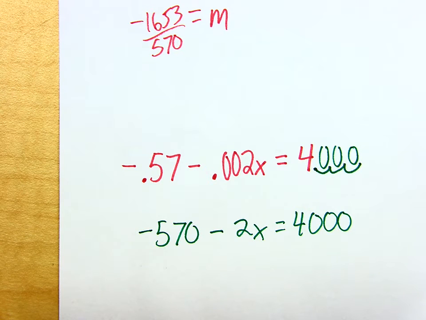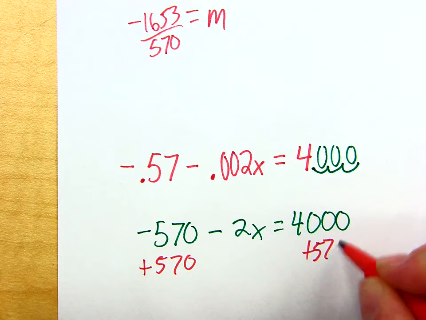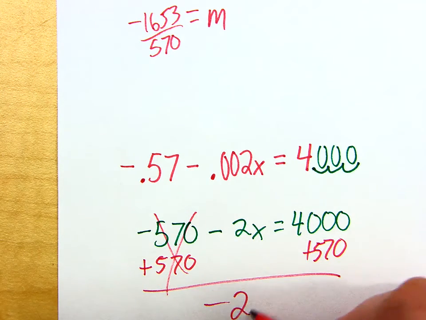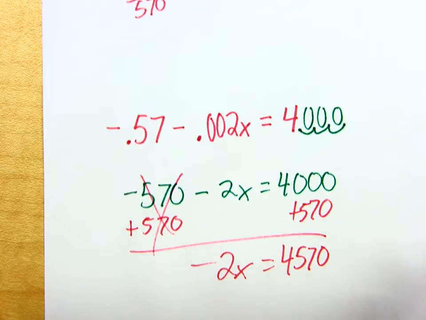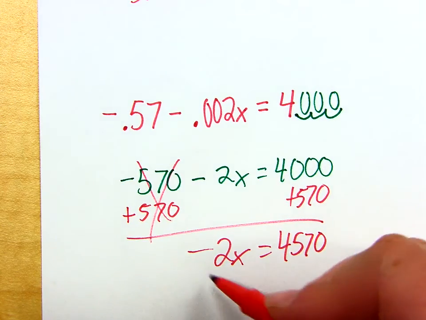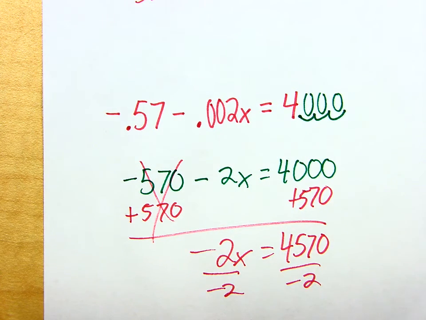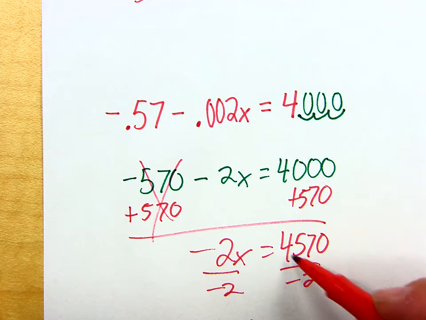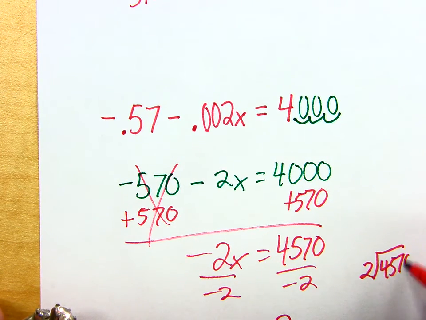What would I do first? Devin? You would add on both sides 570? Correct. Good. And then divide by negative 2. Now, 2 does divide into 4,570. So it's not that bad. 2 goes into 4 twice. Let's just do it. 4,570.